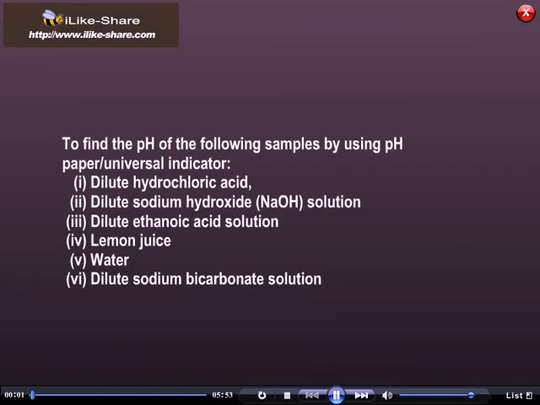To find the pH of the following samples by using pH paper or universal indicator: 1. Dilute hydrochloric acid. 2. Dilute sodium hydroxide NaOH solution. 3. Dilute ethanoic acid solution. 4. Lemon juice. 5. Water. 6. Dilute sodium bicarbonate solution.